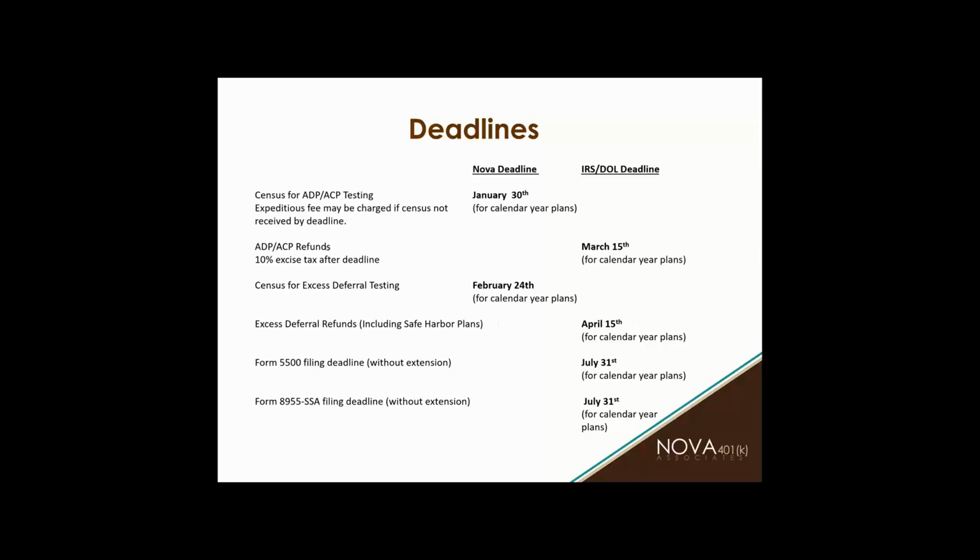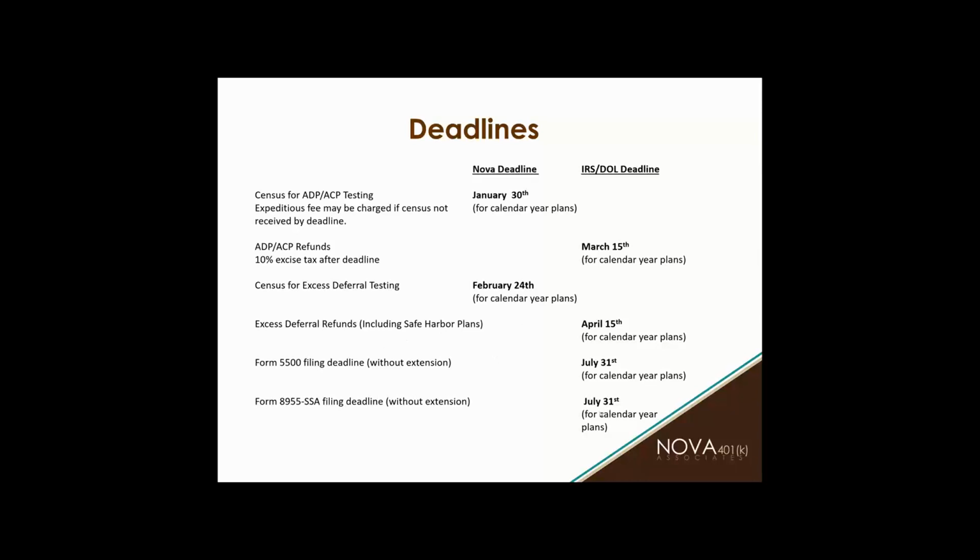So basically, similar to these refunds, if a participant exceeded the allowable employee deferral contributions for the year, those have to be refunded. And the government says they have to be refunded by April 15th. So if we do not have complete census data for safe harbor plan by February 24th, we cannot guarantee that we can have the testing done and distributions processed by that April 15th deadline. Okay.